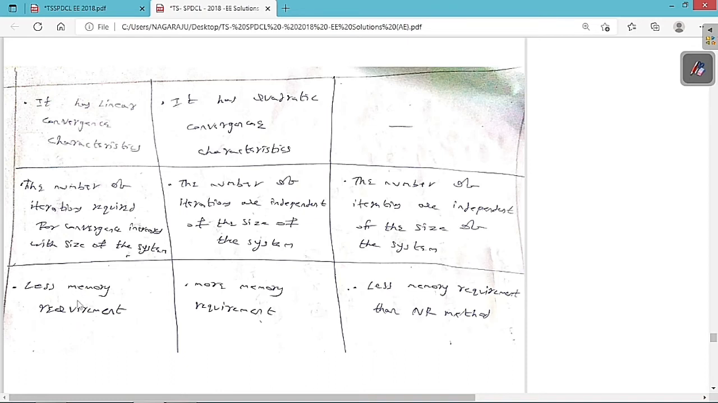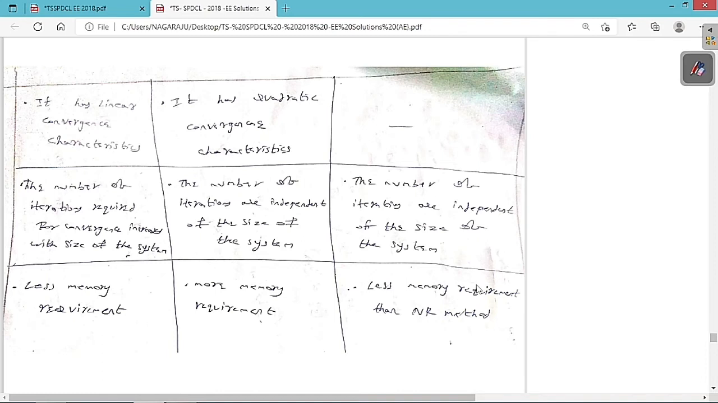Gauss-Seidel has a low memory requirement, whereas Newton-Raphson requires more memory. The fast decoupled method requires less memory than Newton-Raphson. So out of these three, Newton-Raphson has the highest memory requirement and the fast decoupled method has a very low memory requirement. Finally, I can give the conclusion regarding all these three methods.